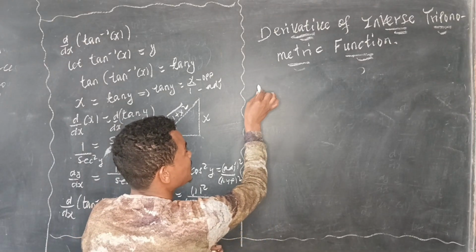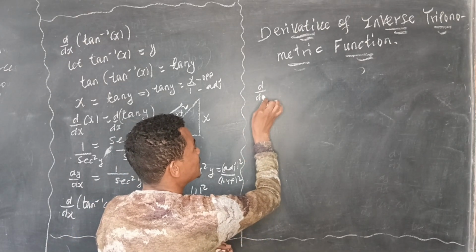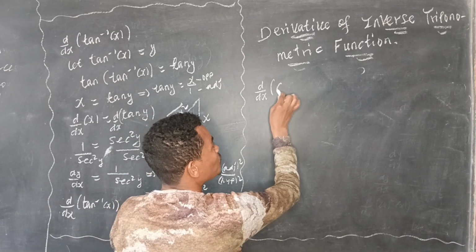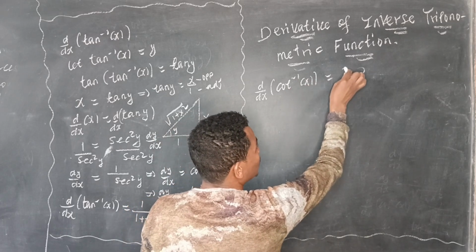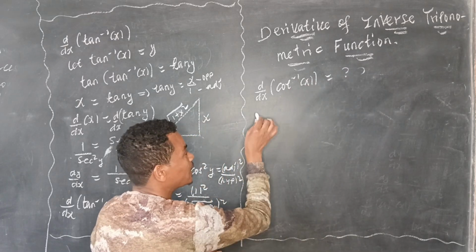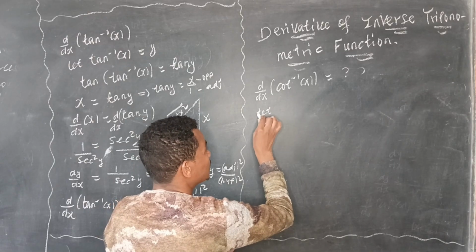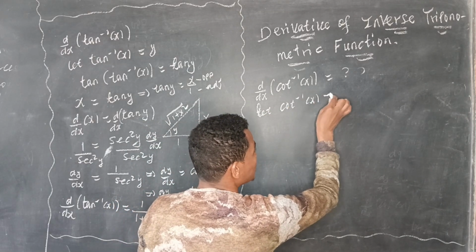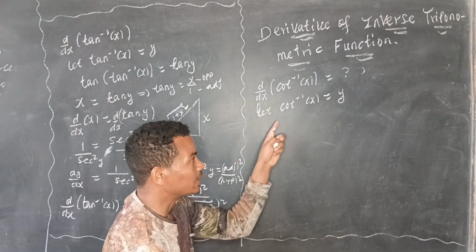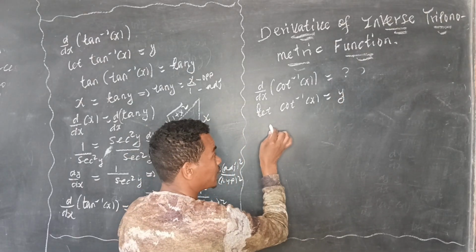The next one is d by dx of cot inverse of x. So let cot inverse of x be equal to y. Let's take cot on both sides next.